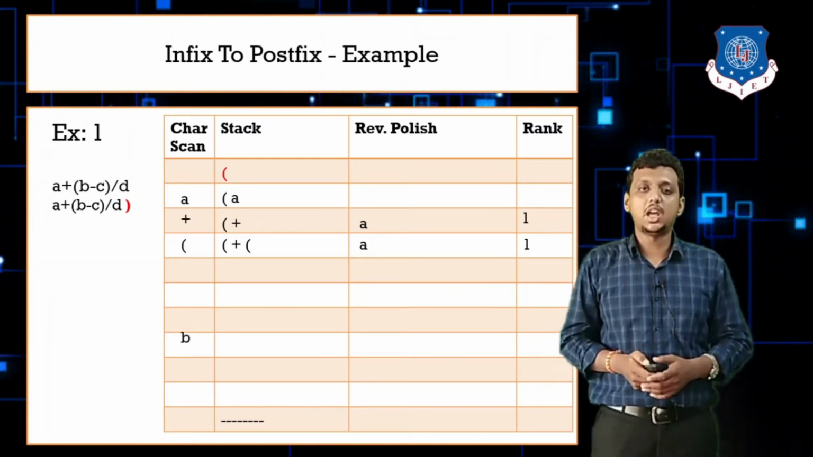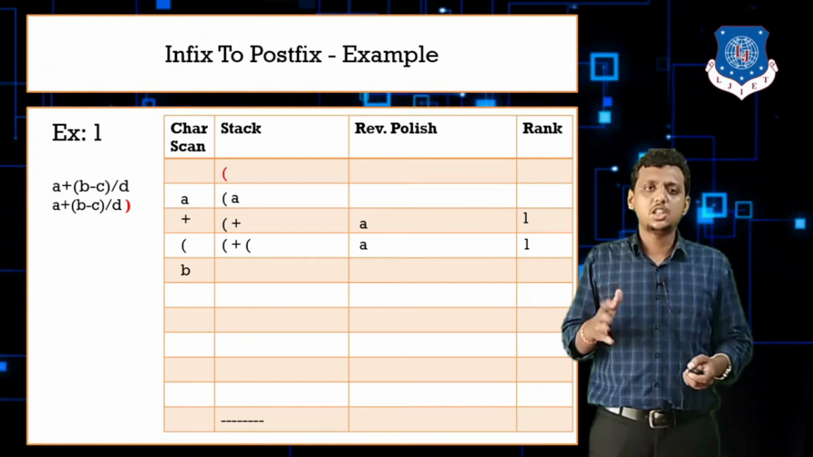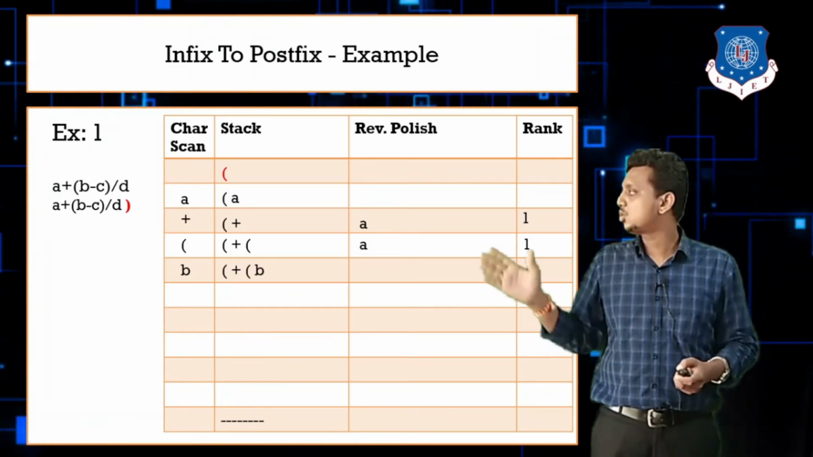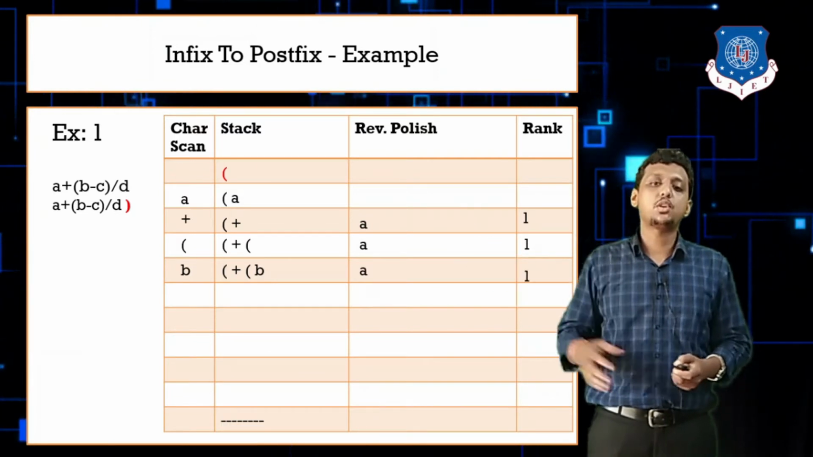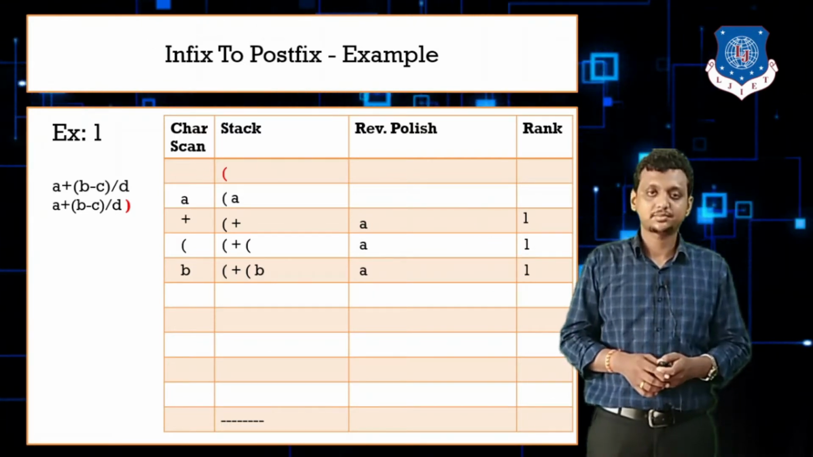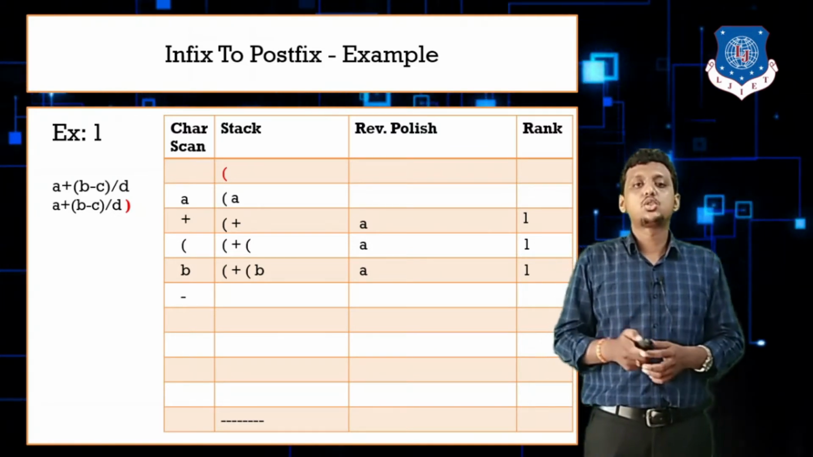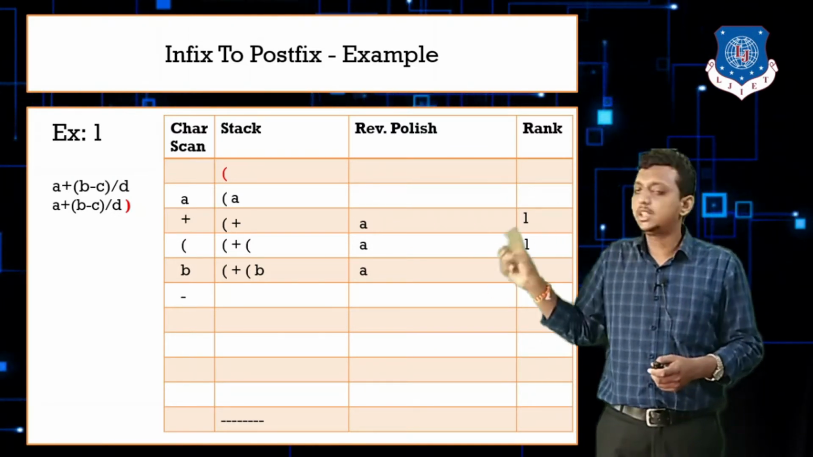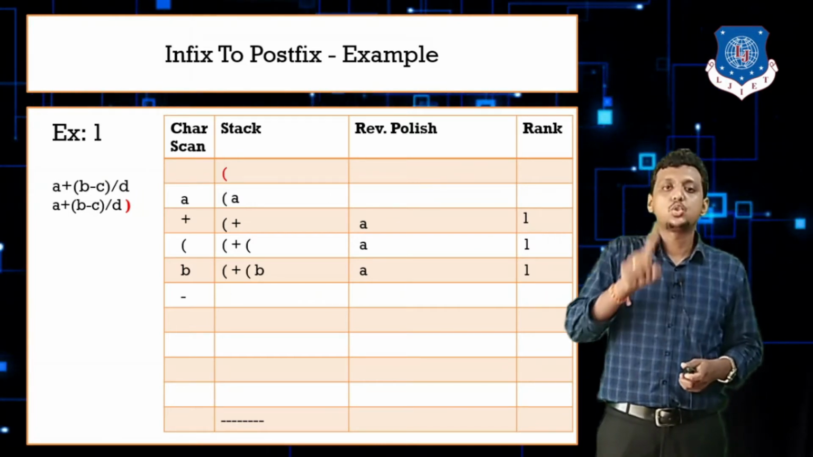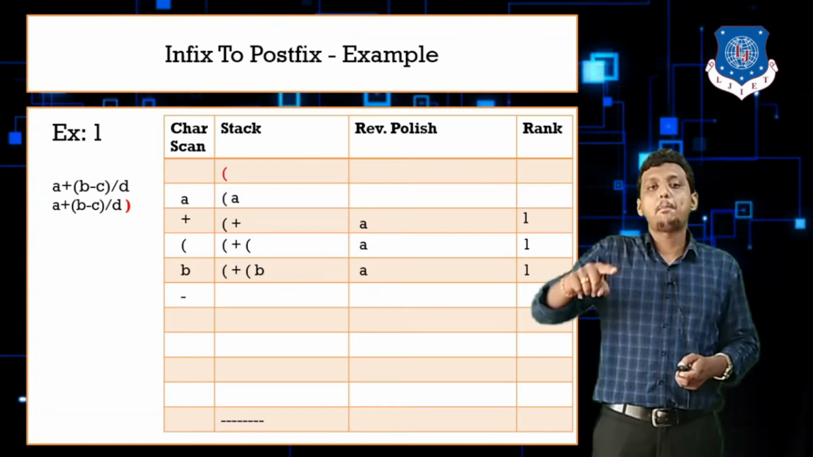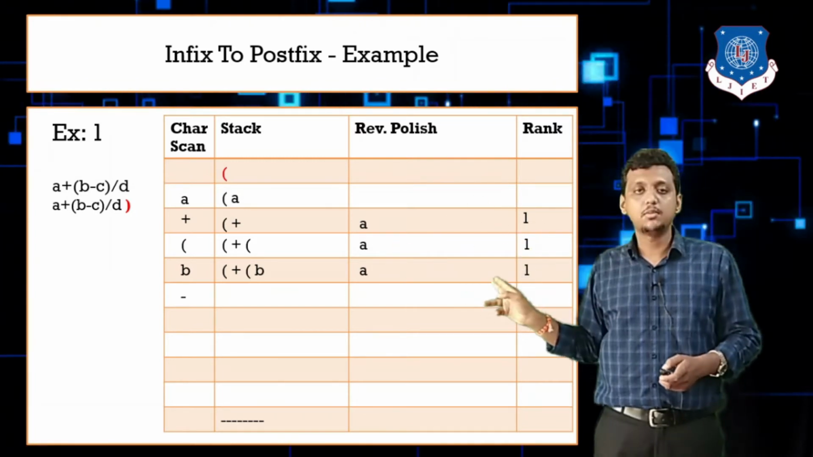Now, next we have B. B is a character, so just push it inside the stack. It goes like this: opening bracket, plus, opening bracket, and then B. Reverse polish and rank remain as they are. Next, students, we found the minus. Just compare the minus with B. B has higher precedence than minus, so it will be popped from the stack and appended to the reverse polish. It becomes A and B, and rank becomes 2.